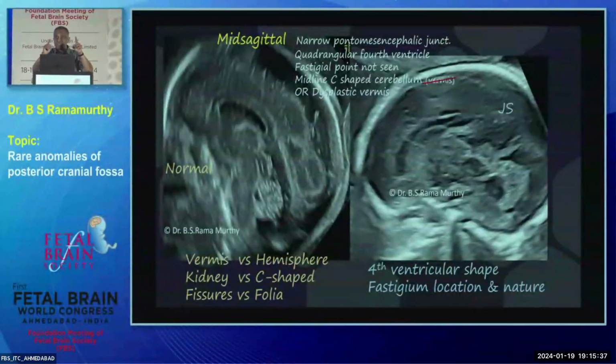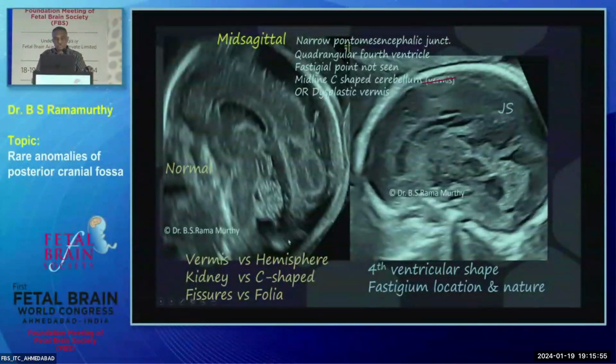It will be one of the hemispheres, isn't it? You can't call it vermis because we've already seen on the axial view. So I'm not going to call this the vermis. This is abnormal. This is the midline cerebellum. That is all I will say. And look at the difference.